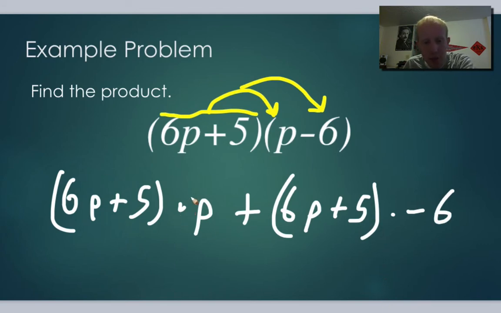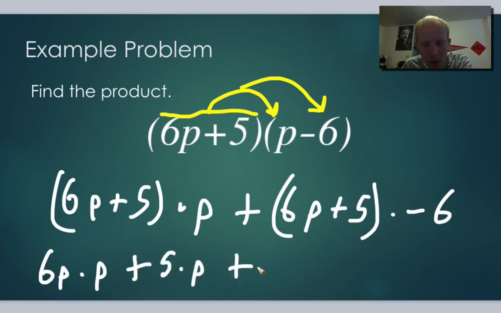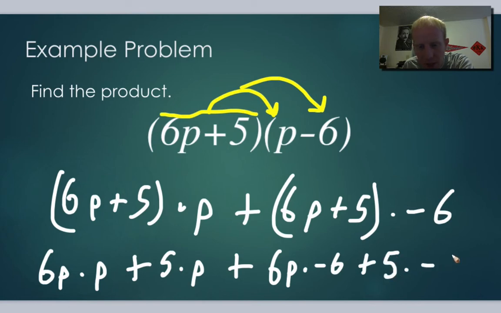Then we could distribute again and say, okay, now we have to distribute the p to both the 5 and the 6p, and we have to distribute the negative 6 to the 5 and the 6p. So that would give, on this expression, 6p times p plus 5 times p plus 6p times negative 6 plus 5 times negative 6. Okay?